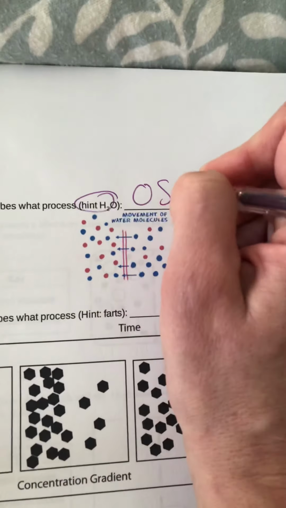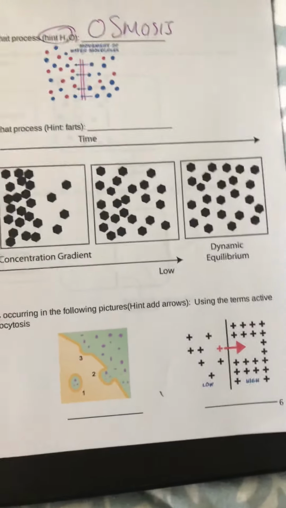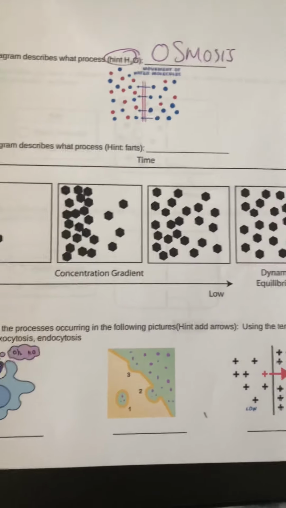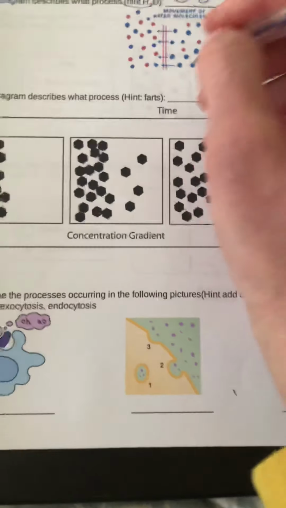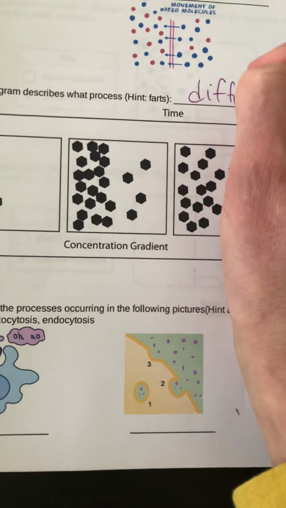Moving on to page 6. This diagram, hint: water. Water moving is osmosis. The diagram describes, I gave the hint of something spreading out, and this is going to be diffusion. These are your terms you need to know.